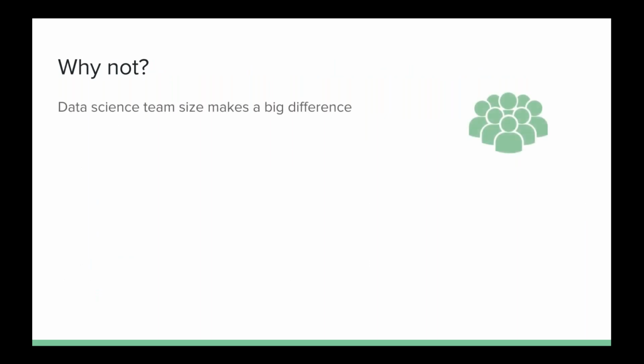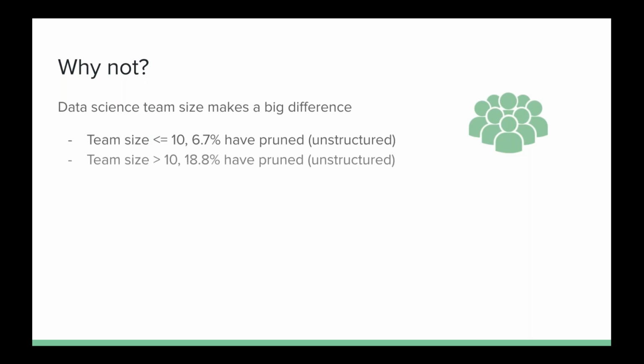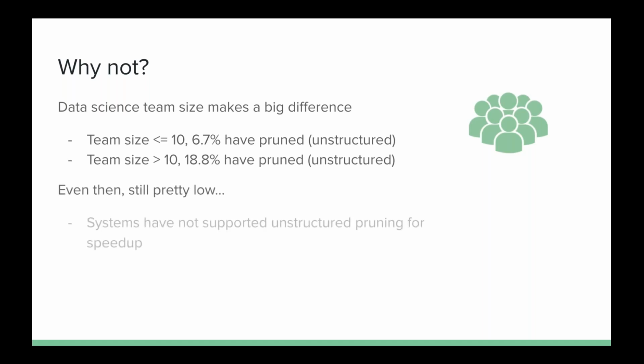So getting back to the deployment, why are people not actually optimizing? Well, one interesting thing whenever we dive into this is that data science team size actually makes a big difference. If your team is less than or equal to 10, only 6.7% of those people that answered had pruned. If your team was greater than 10, though, 18.8% have pruned. A huge increase over that, but even then, it's still a pretty low number. So let's dive into some specifics.